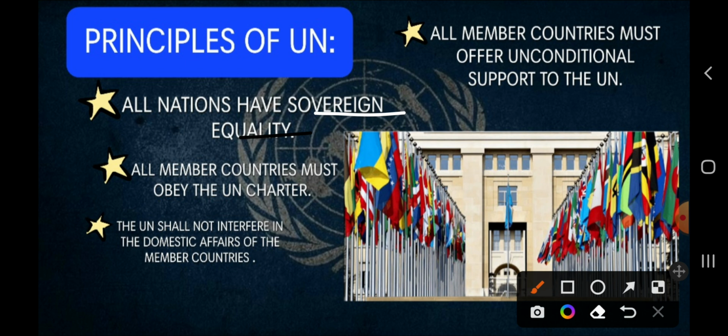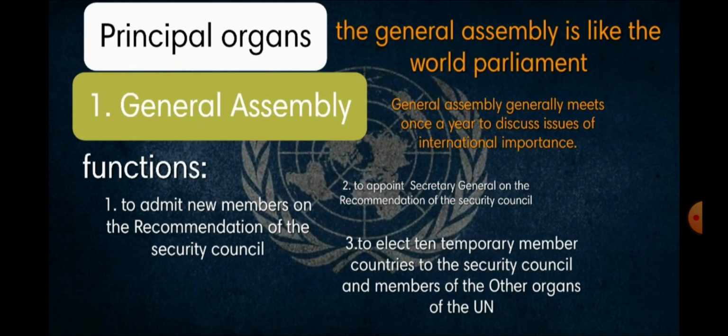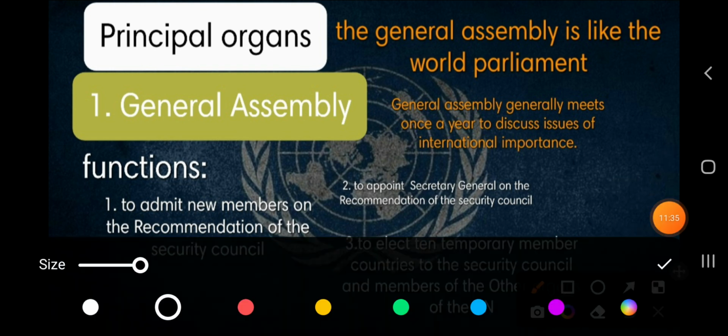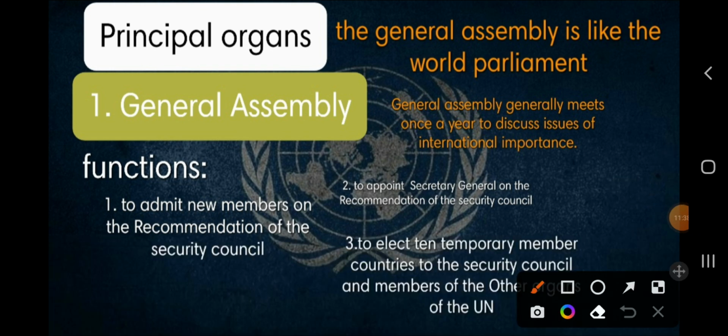Okay, now let's move forward. So we are now going to talk about the principal organs. We have mainly 6 principal organs. First of all, talking about the General Assembly. So, the General Assembly is like the world parliament. Why did we say this? Like we have 6 principal organs, and the people from all the organs are part of the General Assembly.